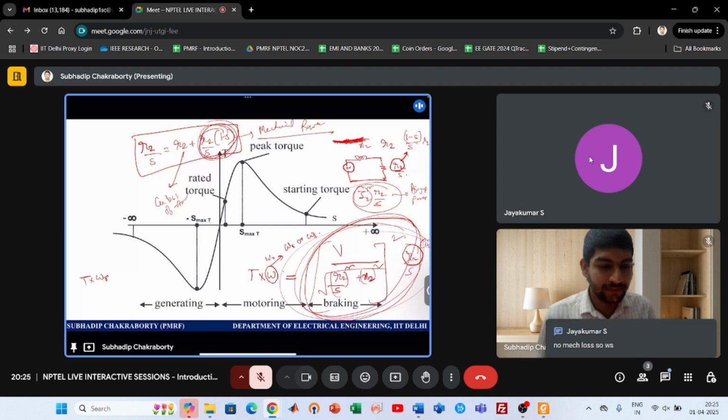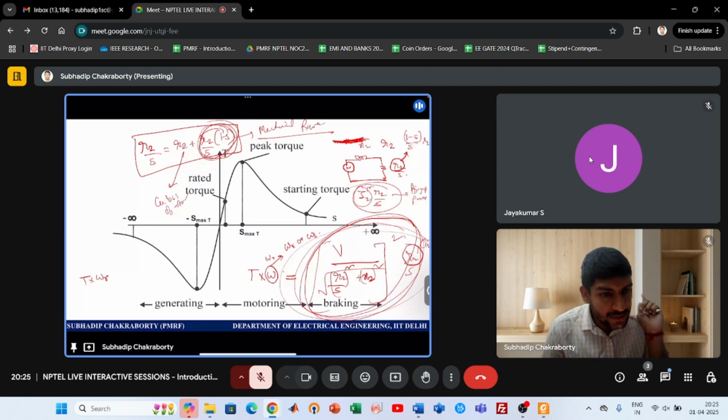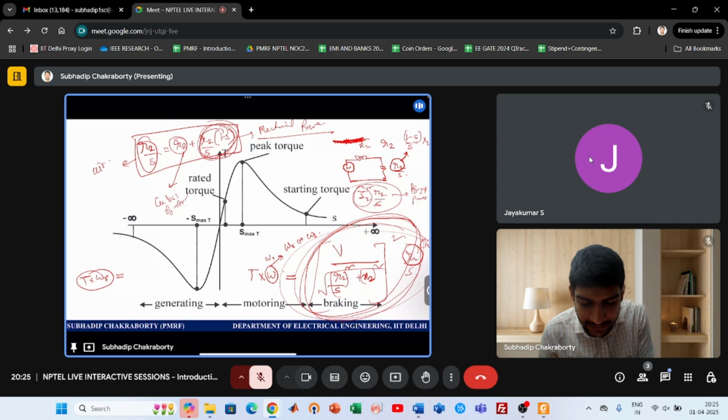Don't confuse, you are completely blundering it. It is not the reason that there is no mechanical loss. It is for the reason that there is copper loss. If I write torque into omega R, that is mechanical power, okay? What should it be equal to? It should be equal to mechanical power. But the R2 by S is not mechanical, it is air gap.